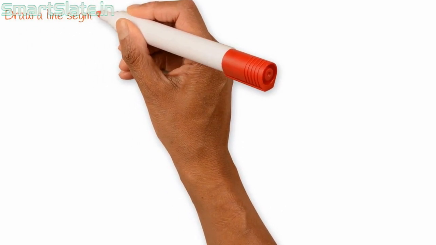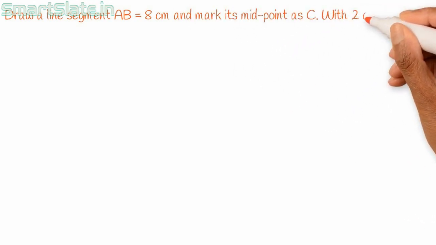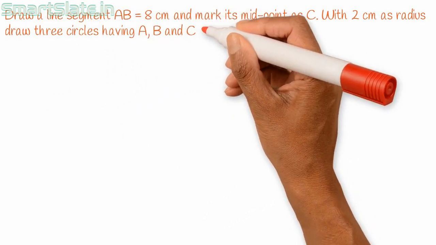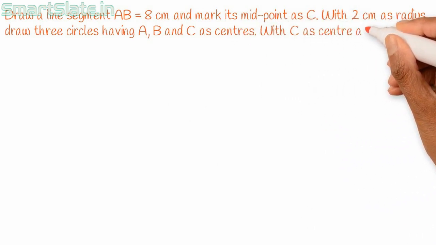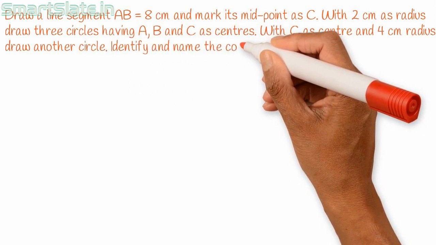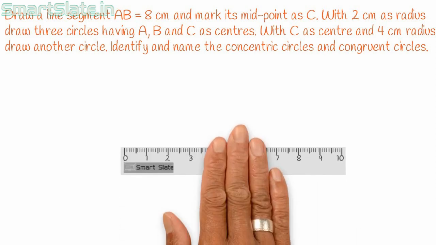Draw a line segment AB equal to 8 cm and mark its midpoint as C. With 2 cm as radius, draw 3 circles having A, B and C as centers. With C as a center and 4 cm radius, draw another circle. Identify and name the concentric circles and congruent circles. You already know what are concentric circles. The circles of different radii but sharing the same center point. Congruent circles are the opposite kind. Circles with same radii but different center points.